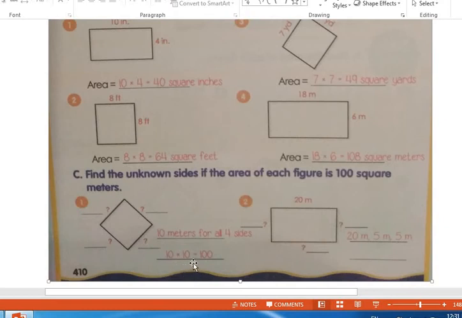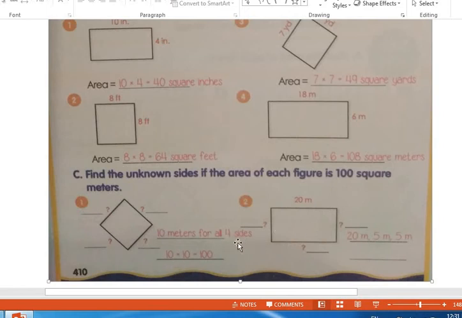So here I will say 10 meters for all 4 sides. How? Because 10 times 10 will give me 100, and the area here is 100. Okay, and I want you to calculate it by side. By side will give you 100. What times what gives you 100? 10 times 10, because I want these numbers to be like each other.